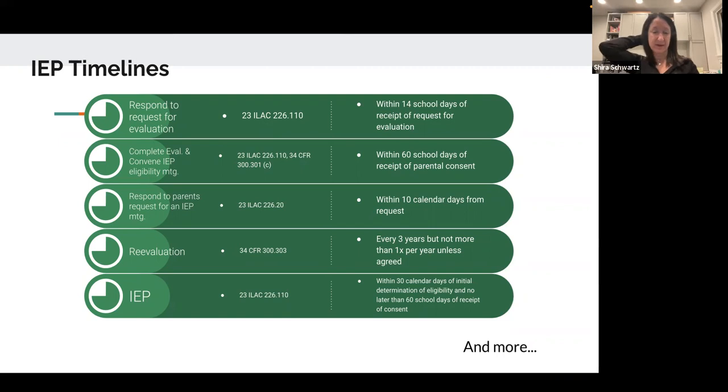And then certainly after an IEP is put into place, there are time limits of when services need to begin. And then how long you can wait before signing documents before that needs to happen. So depending on when you sign.